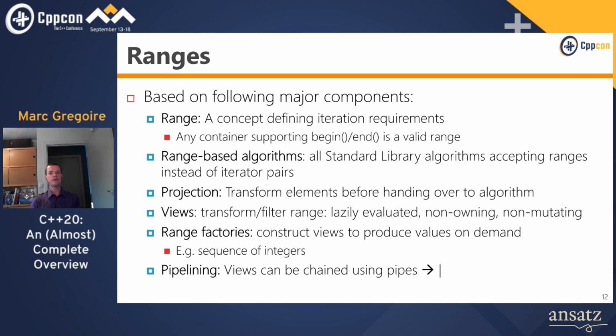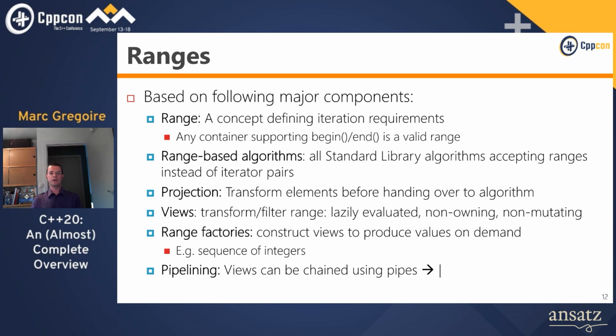A lot of these standard library algorithms that accept a range now also accept a so-called projection. A projection is basically a callback that can transform the elements from your container before they are handed over to an algorithm. Next, we have a view, and a view is basically the transform. A view can transform and filter a range, and all of that is lazily done. A view does not own anything, and a view can also not modify the underlying elements. We will see an example of that on the next slide.